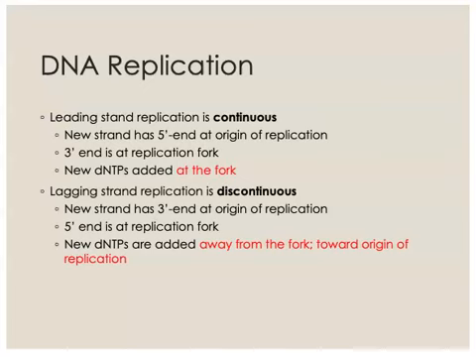The lagging strand area is a discontinuous form of replication, because now the new strand has its 3' end at the origin of replication and its 5' end at the fork. Exactly the opposite of the leading strand areas. So new dNTPs are added not at the fork, but away from the fork, toward the origin of replication. The enzyme has to jump back and build forward.